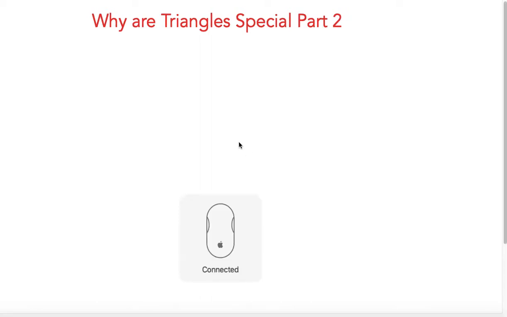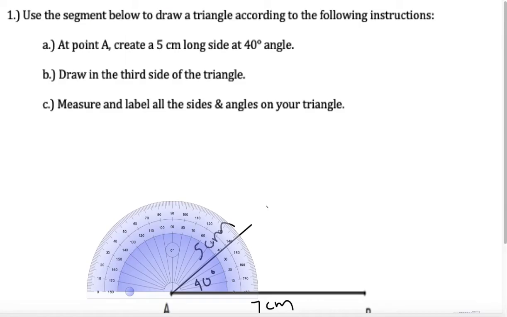Okay, in this video, we are going to walk through Why Are Triangles Special Part 2 and continue to look through the shortcuts. All right, so on number 1, it says use the segment below to draw a triangle according to the following instructions. At point A, we want a 40-degree angle.